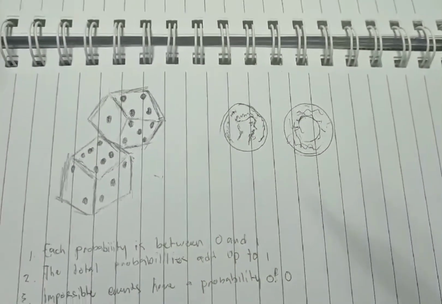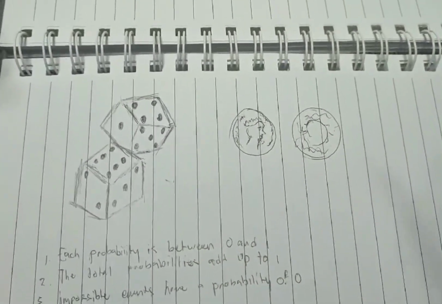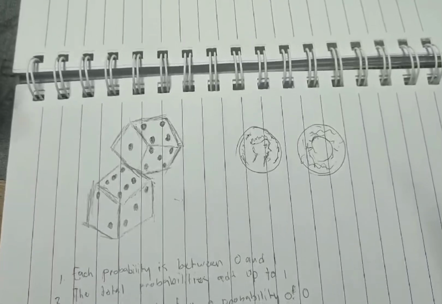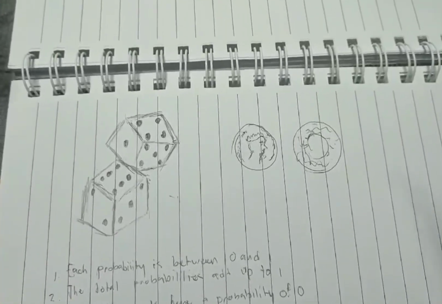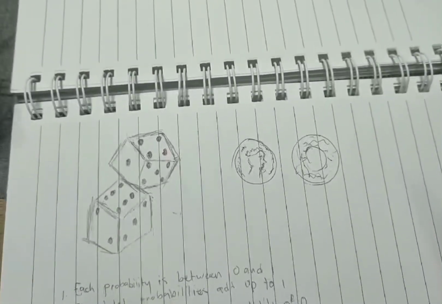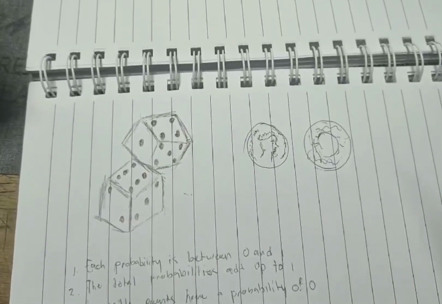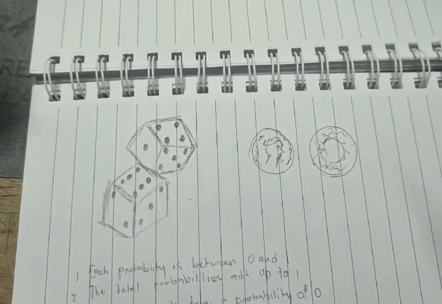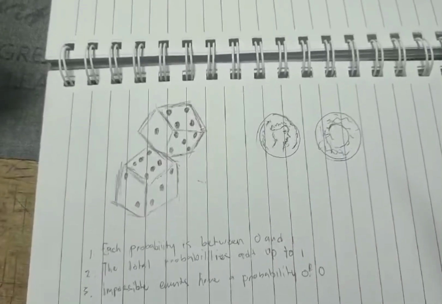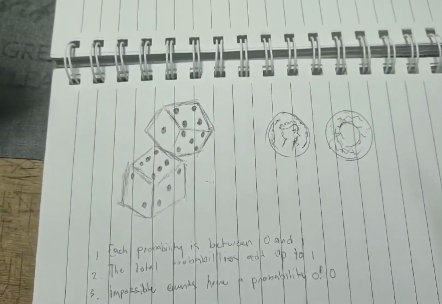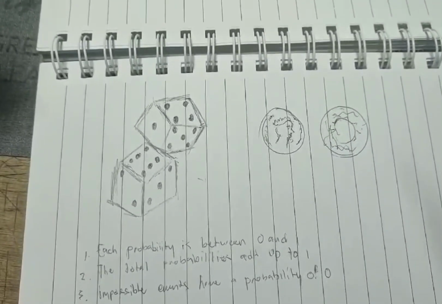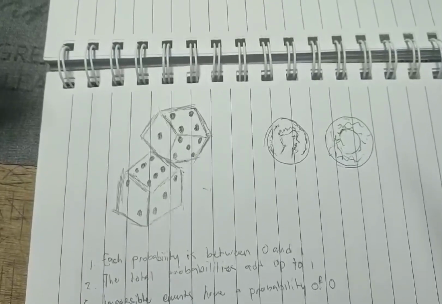Hey everyone, today we're going to talk about probability distribution, specifically discrete probability distribution. A probability distribution just shows us all the possible outcomes for an event and how likely each one is. When you roll a dice, the possible outcomes are 1, 2, 3, 4, 5, or 6. Each one has the same probability, 1 out of 6.